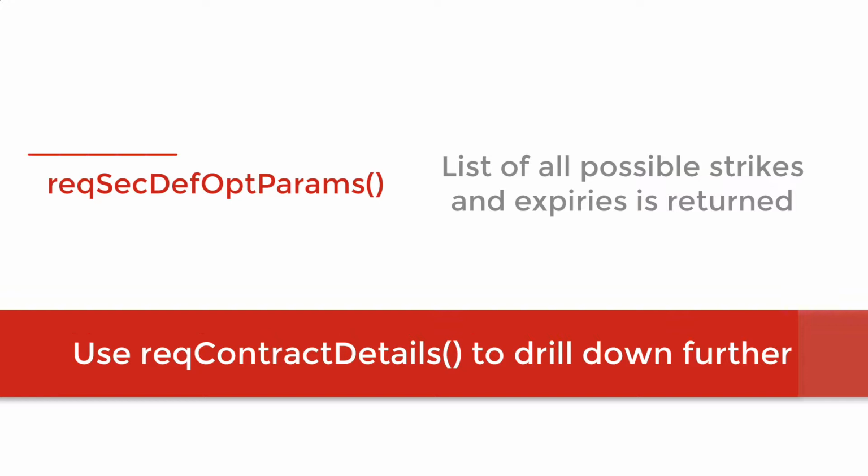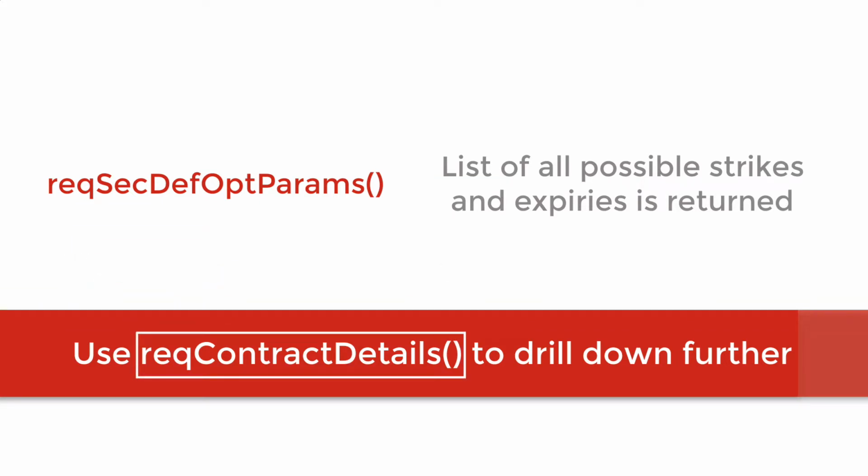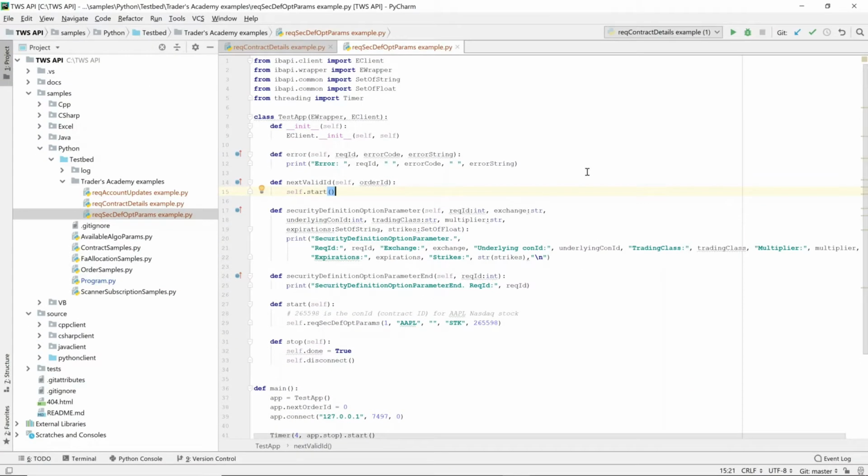So this function, reqSecDefOptParams, is a bit different in that rather than giving us detailed information about each individual option, it just provides a list of strikes and a list of expiries. And then we can use the function reqContractDetails if necessary to receive particular information about one individual option. So we have a short script here, which is similar to our previous script, just to show the results.